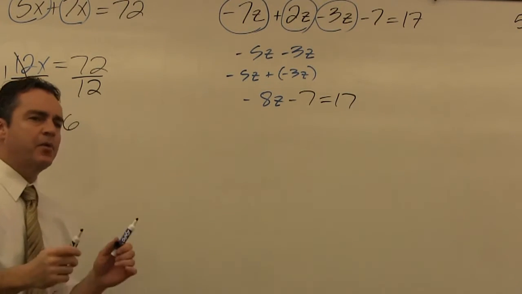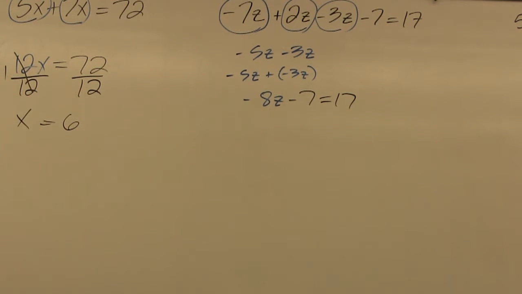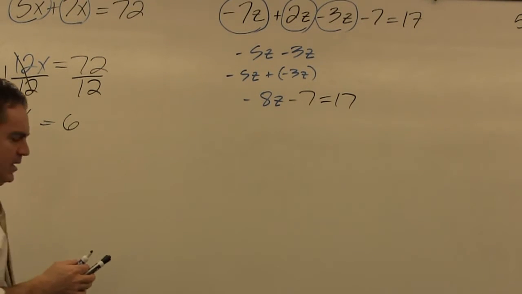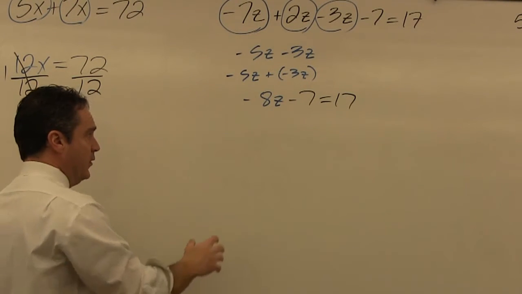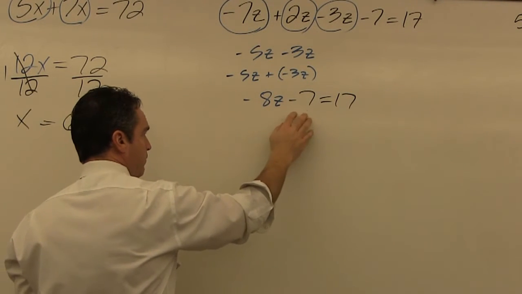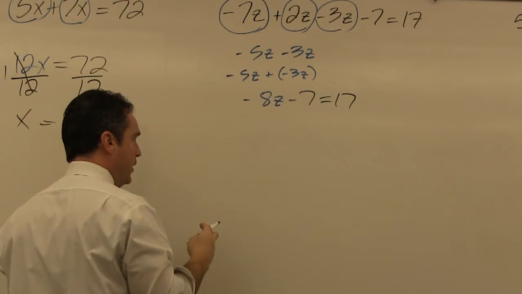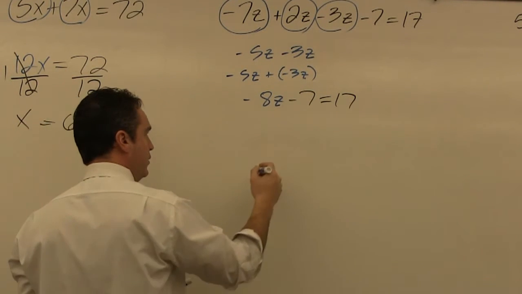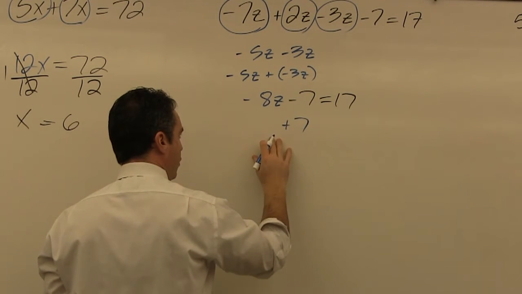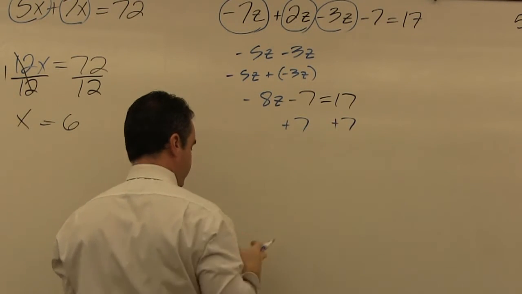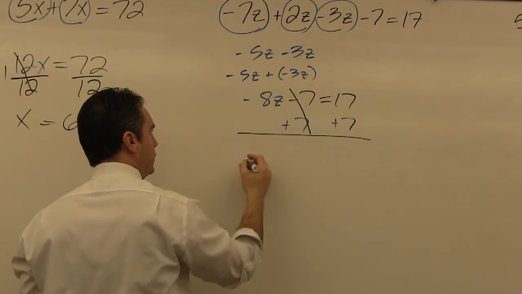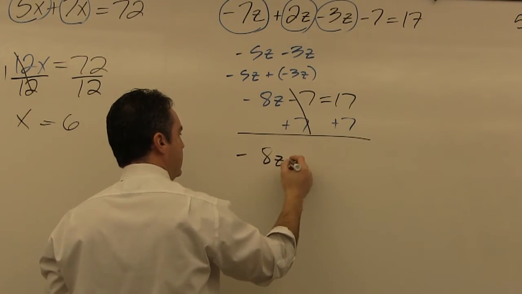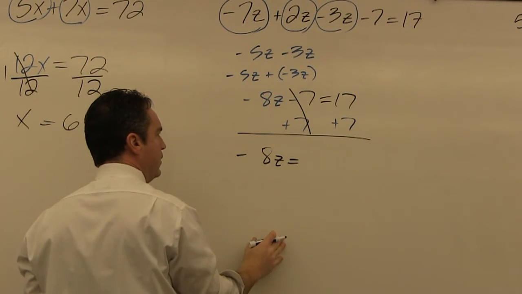Look at that. This problem looks like our simplicity problem over here. We have achieved simplicity. So we can apply the addition principle. Who is being added or subtracted to z? Yep, negative 7 is. It's being subtracted. So the opposite of subtraction is addition. We're going to add 7. What we do to one side, we must do to the other. We're going to add 7. Okay. These two terms cancel out. We're left with negative 8z equals 17 and 7 make 24.